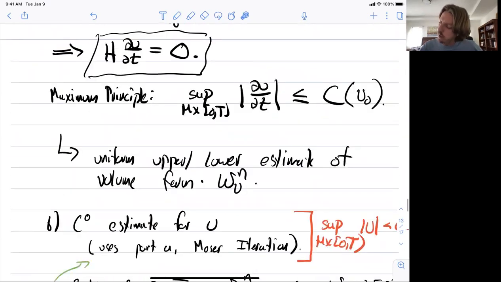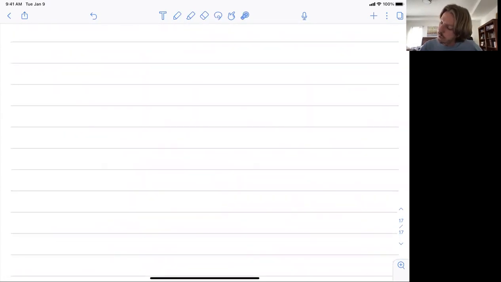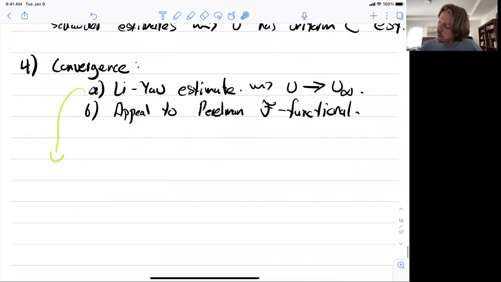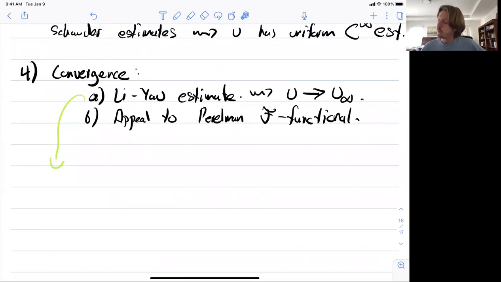Whereas if you want to argue using this Perelman functional, you don't get that right away in any case. It's a nice conceptual way to think about why it's converging, but in the end, it's analytically maybe not as strong. Or in any case, you still have a bit more work after that to get what the Li-Yau estimate gives you right away.